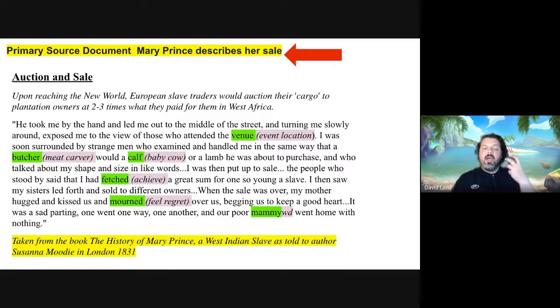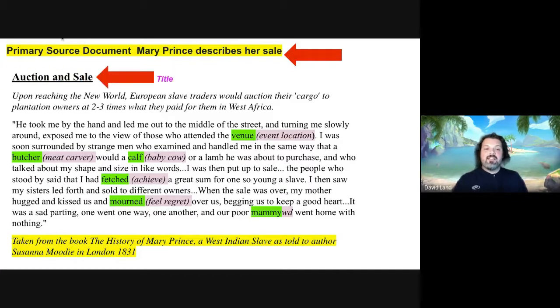It could be someone telling an eyewitness what they saw and that person writing it down, like we see in this case with Mary Prince describing her sale. So let's analyze Mary Prince's words from her sale as a slave in the transatlantic slave triangle. Now, if you look carefully, there's some clues to tell you about Mary Prince and what she's about to tell you.